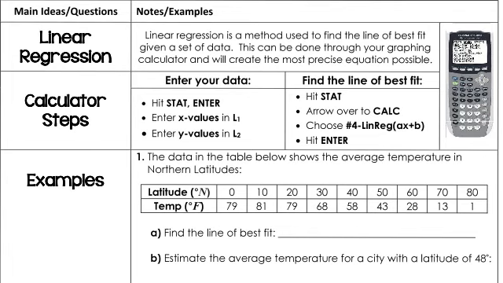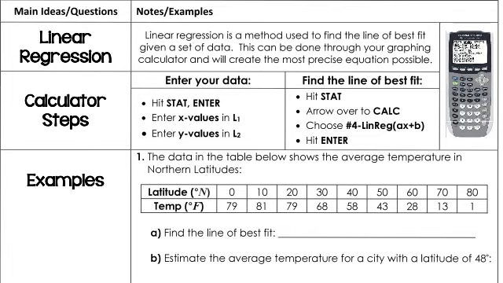Well, we're not going to graph it. Once you have your L1 and L2 information in your table, you're now going to go up and look at the calculator steps, find the line of best fit. Hit Stat, arrow to the right, over to Calc, and then all the way down to 4. You can either just type the number 4, or you can arrow down 4 times, which is what I do. And then hit Enter, and then hit Enter, Enter, Enter, Enter, Enter.